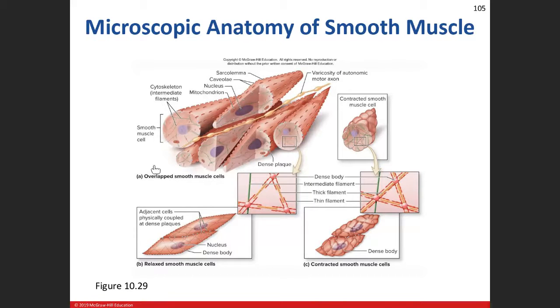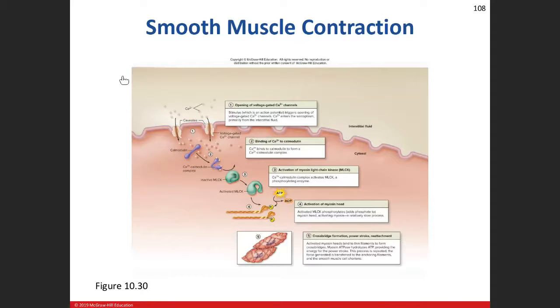Where's my picture? Hold on. This is the one I'm looking for. There we go. All right, let me pop that back out.